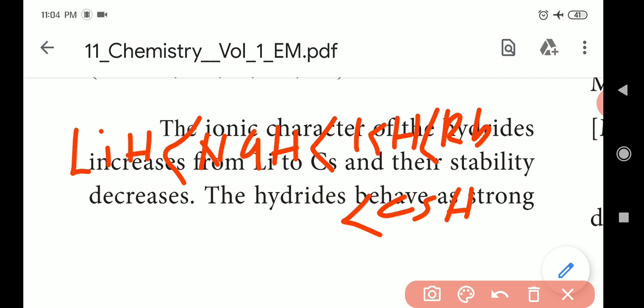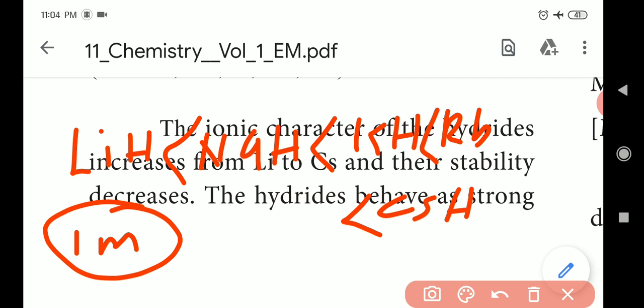Which is the least stable? The cesium hydride is the least stable among all of them. This is one more question: which of the following metal hydrides has the most ionic character? Which has the least ionic character, or most covalent character? Cesium hydride has the more ionic character. Lithium hydride has the least ionic character. But the stability of the metal hydrides is in the reverse order.